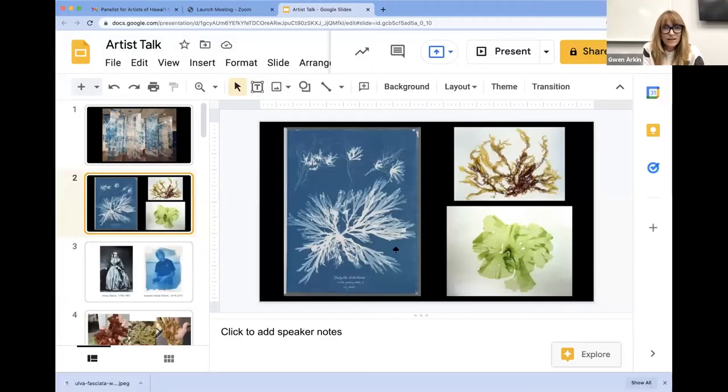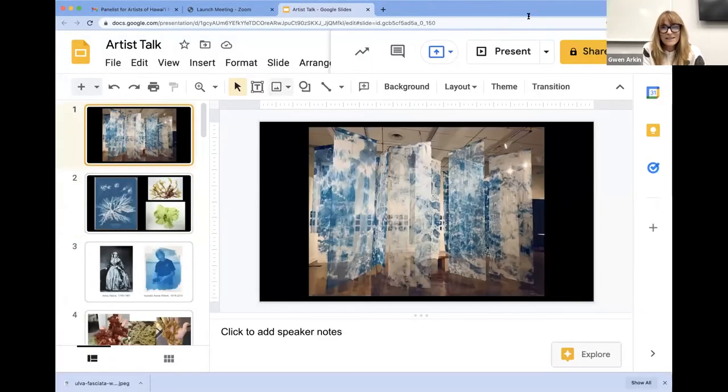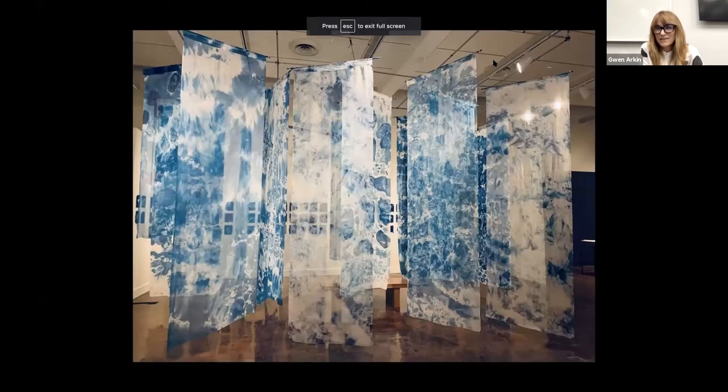All right, I'm going to try this again. All right, I see it, the correct one, but it's of course not on the right slide. All right. Does that look more like the work in the gallery? Yes. Hooray. Okay, good.